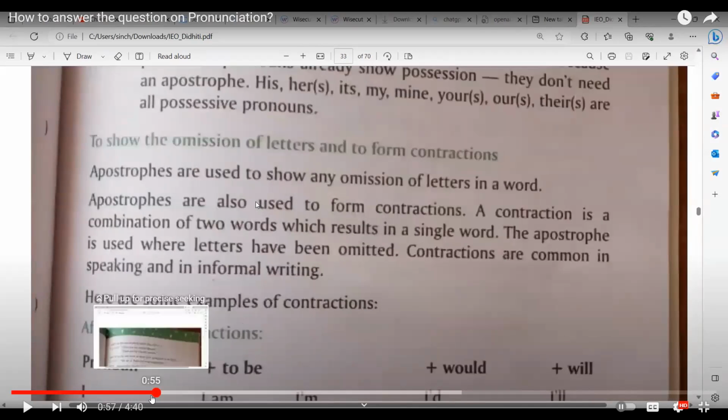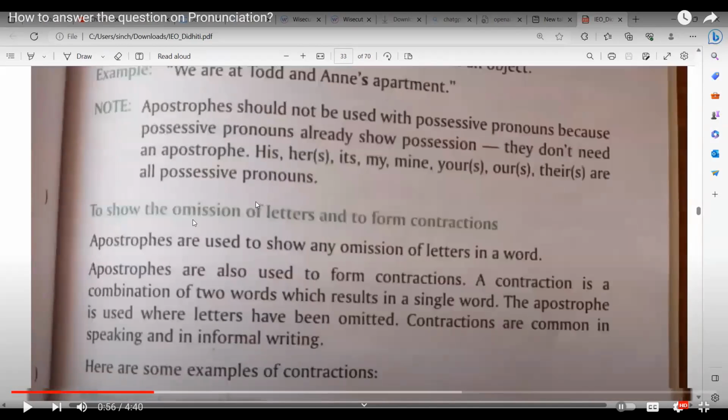Can you read this one to him? Just a second. Read it from here. Yes, Debangshu, you can also read if you want. Apostrophes should not be used with possessive pronouns because possessive pronouns already show possession. You don't need an apostrophe. His, hers, its, my, mine, yours, ours, theirs are all possessive.